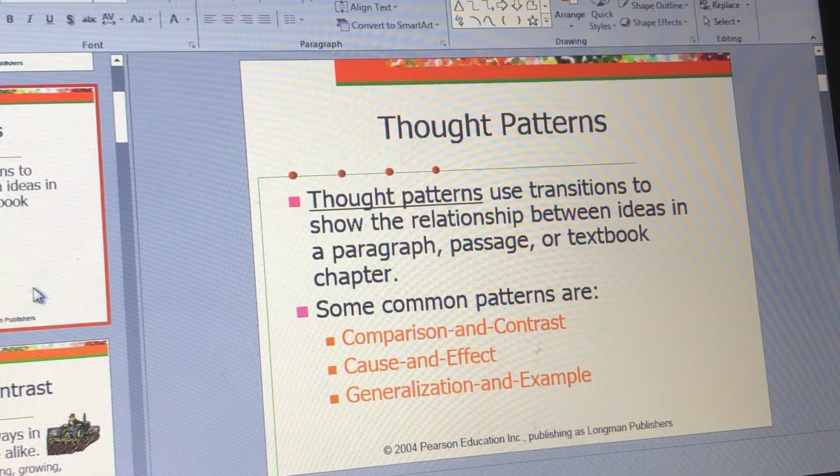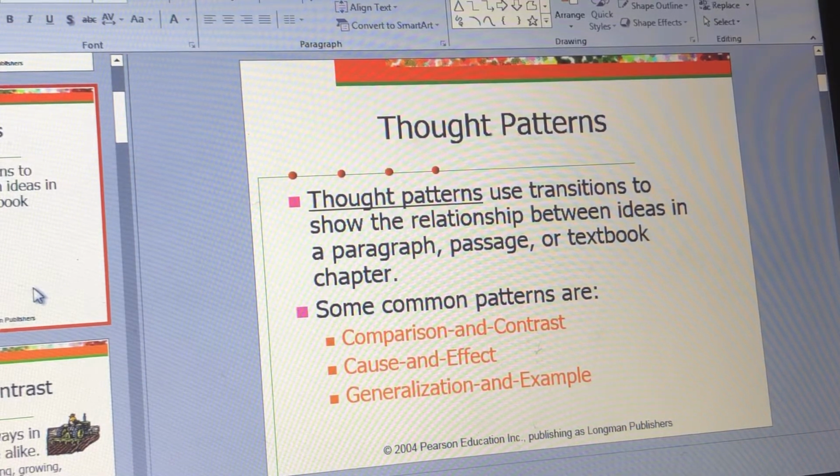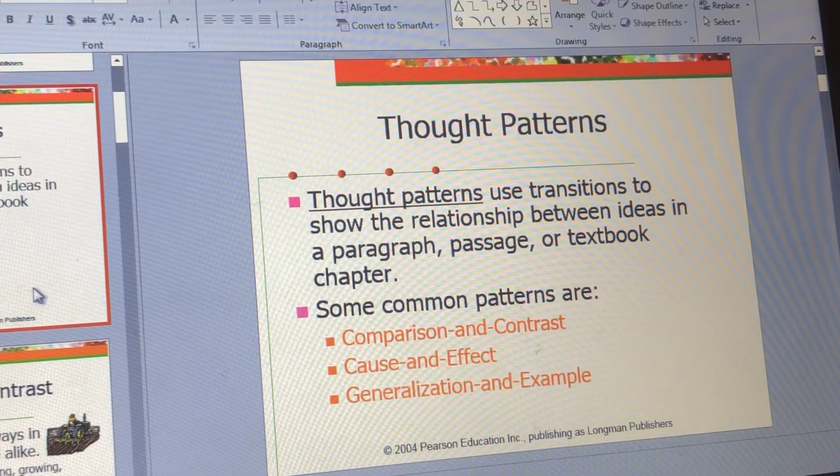So you can review them at your leisure. Okay, so thought patterns use transitions to show relationships between ideas in a paragraph, a passage, or textbook chapter. Learning how to recognize them in all of those different situations helps you figure out what you're looking at and what you need to do. So: compare, contrast, cause and effect, generalization, and example. We're familiar with at least two of those based on the essays we've done and introductions. Cause and effect we don't look at in this class, but it becomes pretty important in 101 and other types of writing that you'll do.